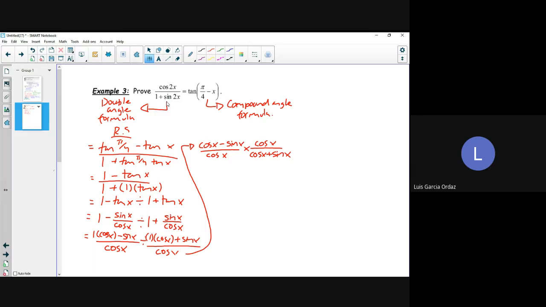So the cos x's cancel out, and we're left with cos x minus sine x over cos x plus sine x. So this is our left side. So we're not done yet because we don't have left side is equal to right side. Sorry, that's the right side, not the left side. So that is our right side. So now we have to focus on our left side.